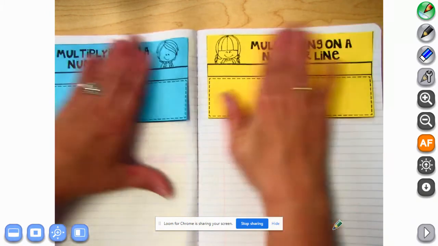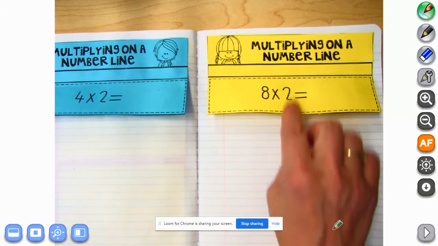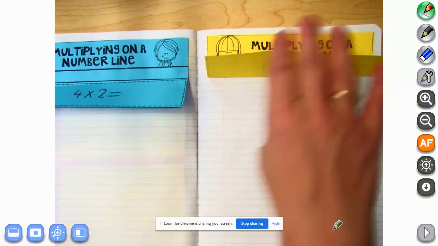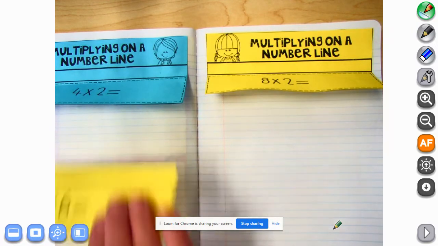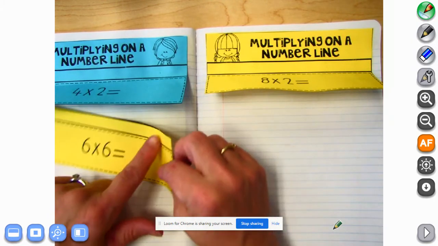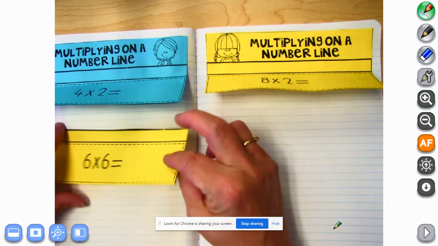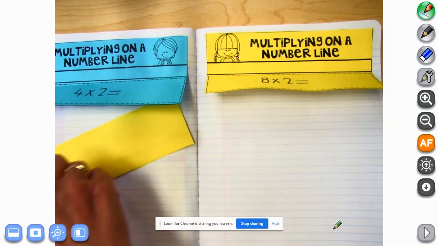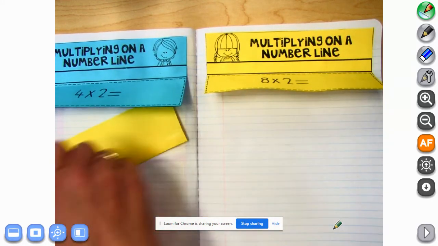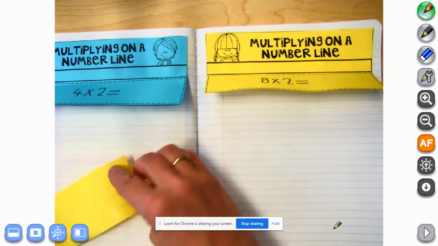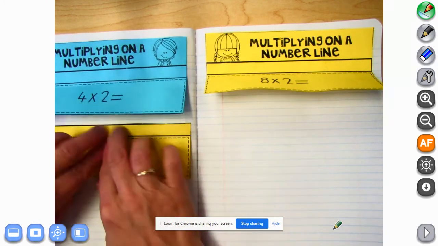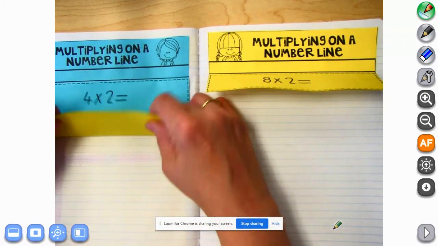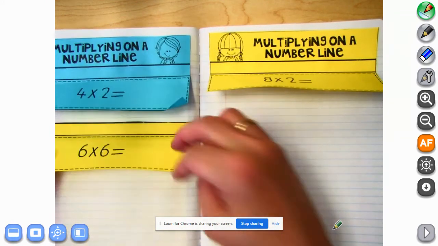Multiplying on a number line. Okay, so we have the flaps for both. But I'm going to mix it up a little bit. I'm going to do a yellow one on this side. So I just need glue on this top piece, because remember, it's a little flap, a little window, or a little door. And there's that flap.